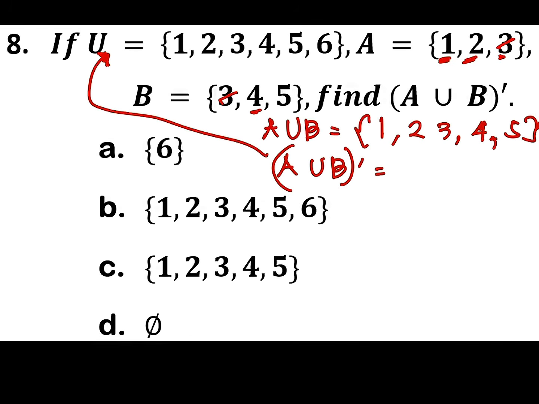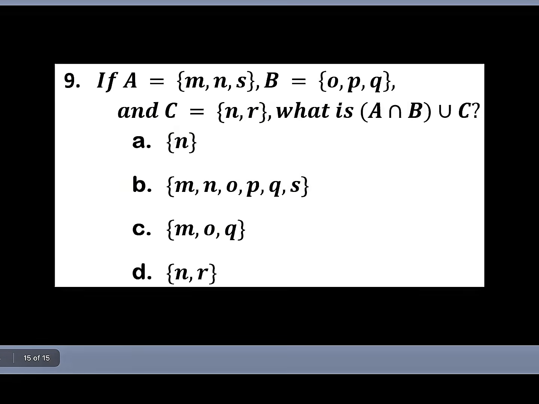And for the second step, which is the complement, we will refer our answer from A union B to the universal set. For this one, we will remove the common and retain the unique, which is the set of 6. So the answer is letter A.